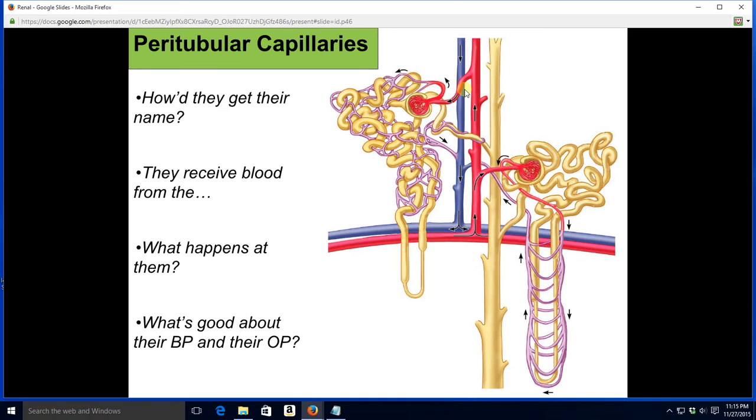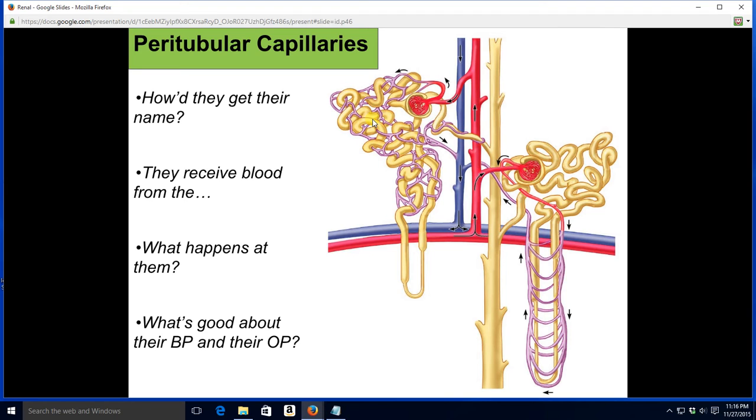All right, let's talk about the other blood vessels we met. We met the peritubular capillaries. They're so named because they're around the little tubules, the renal tubules. They're going to get blood from the efferent arteriole. They are the sites of reabsorption secretion. Now, the main thing being reabsorbed is water, so the peritubular capillaries have some pressures that are really good at facilitating water reabsorption from the filtrate.